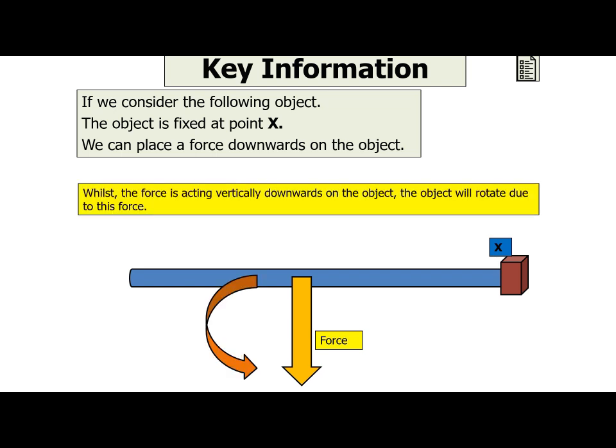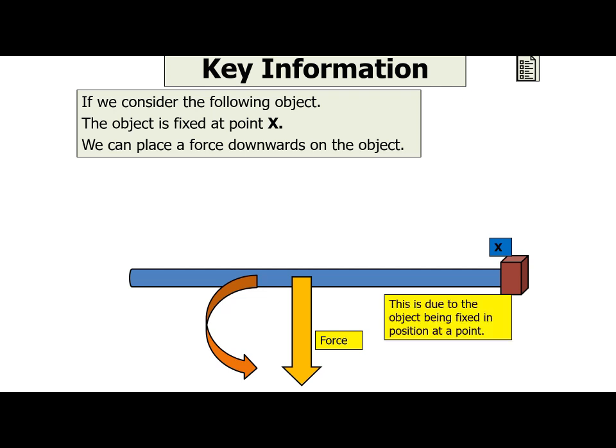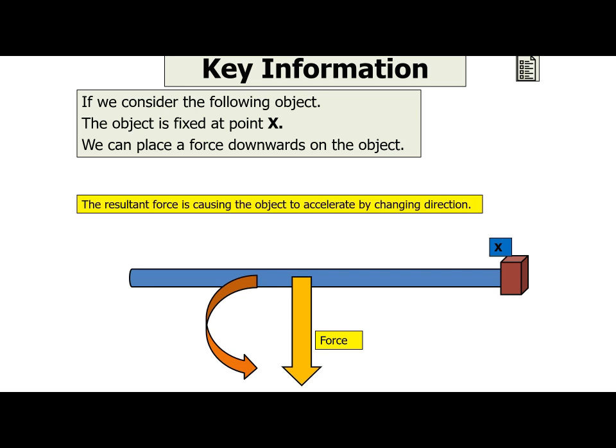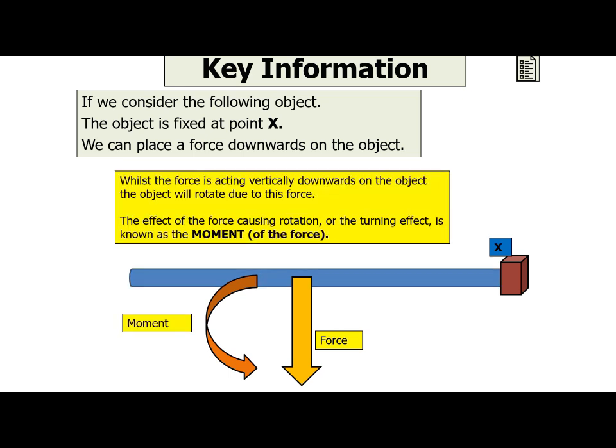Whilst the force is acting vertically downwards, the object will actually rotate due to this force. This is due to the object being fixed in position at a point. So this causes the force to have a rotational effect on the object. So the resultant force is causing the object to accelerate by changing direction.